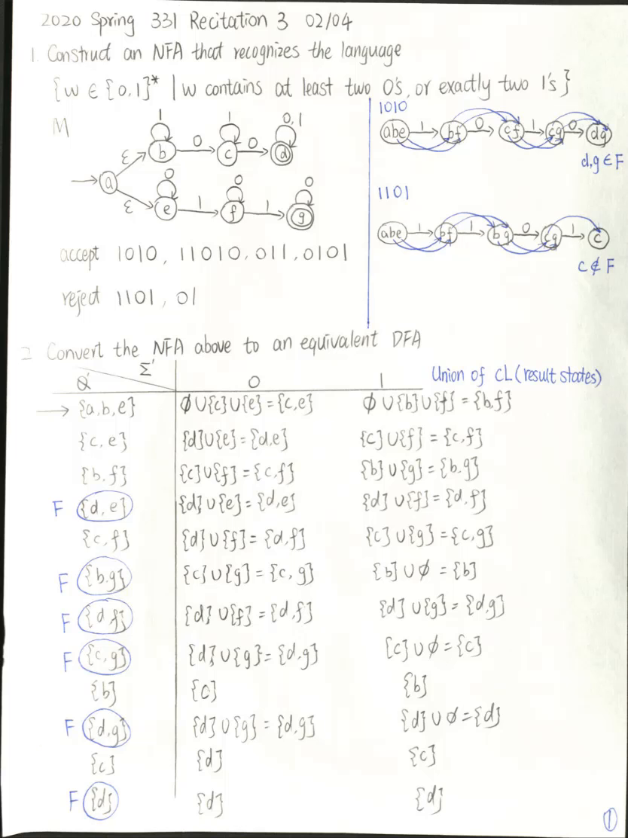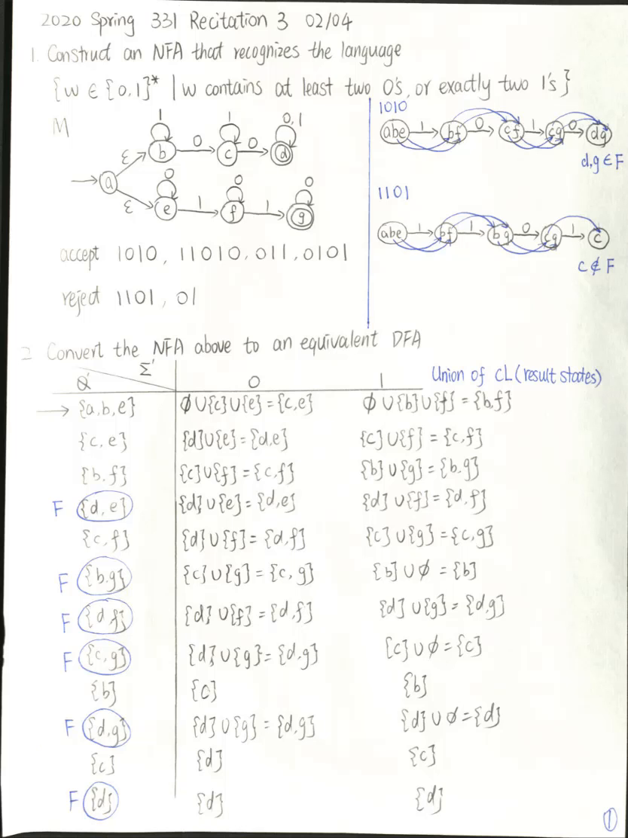Now we have a language. This language is the set of strings. Each string W contains at least 2 zeros or at least 2 ones. The alphabet is 0, 1.